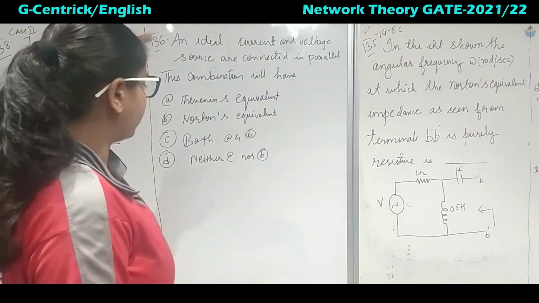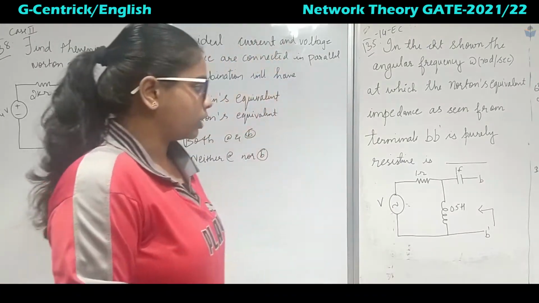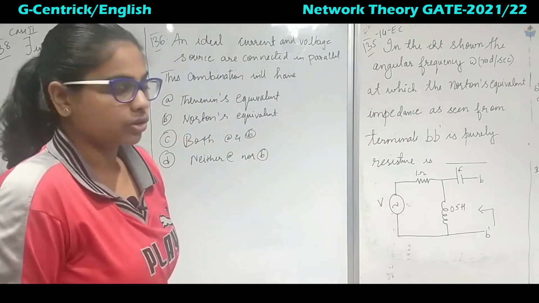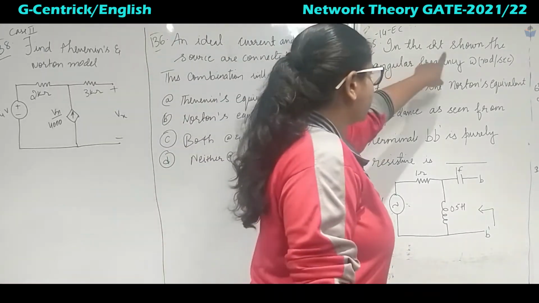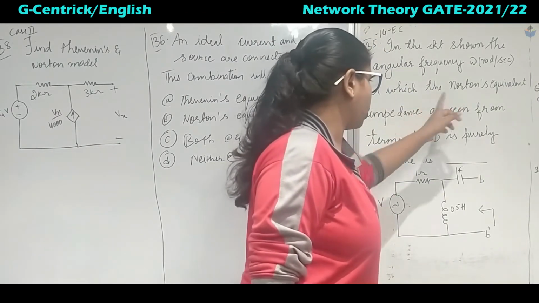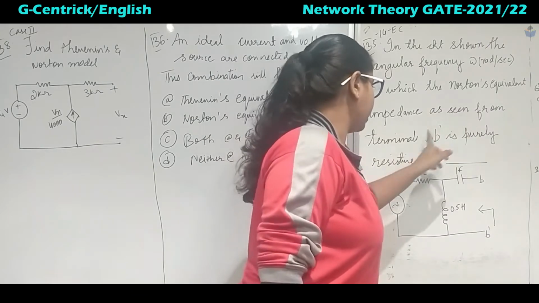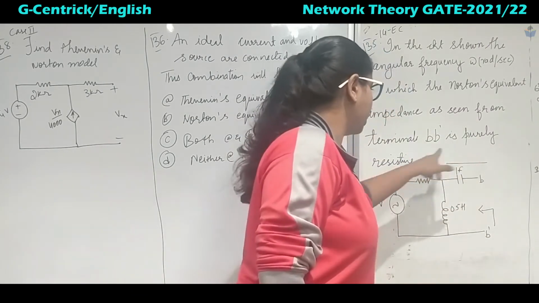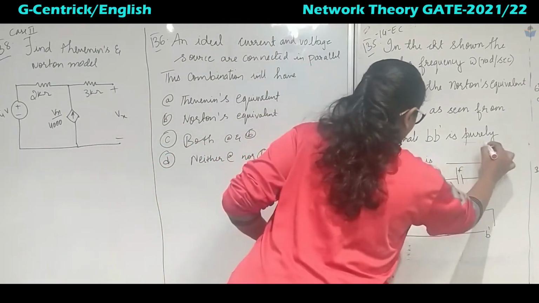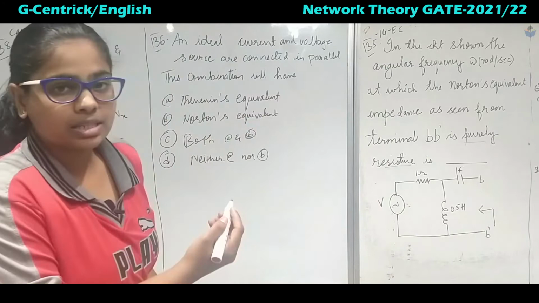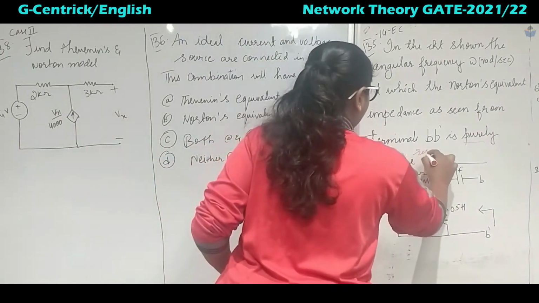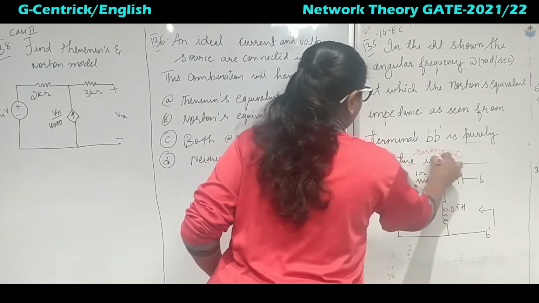So in this lecture we will continue with our problems. Our 135th question was asked in GATE 2014, electronics branch. In the circuit shown, the angular frequency omega at which the Norton's equivalent impedance as seen from terminals B and B dash is purely resistive is. Now concentrate on this question and these words: purely resistive. What does it mean? If it is purely resistive, it means it is a question of resonance.